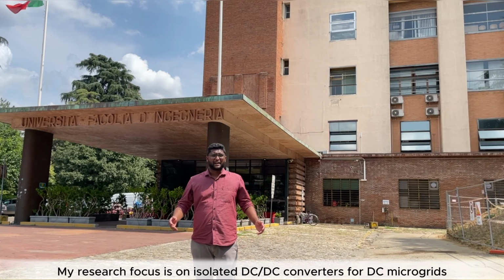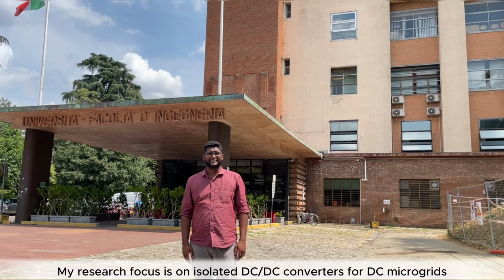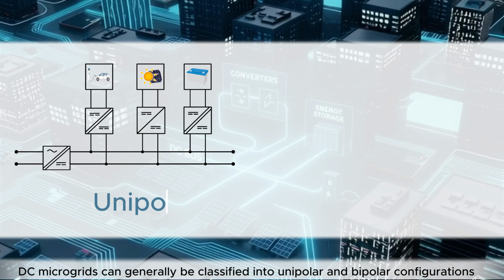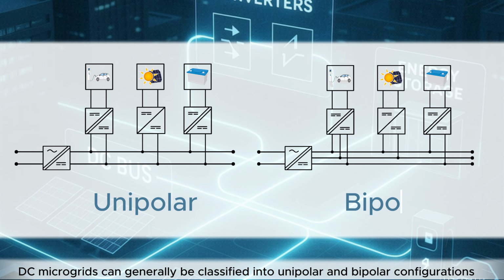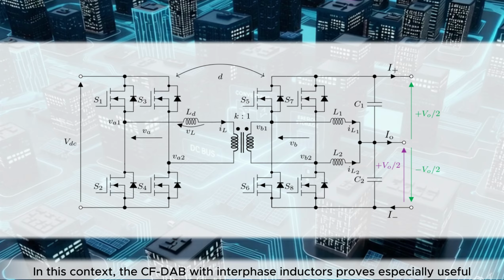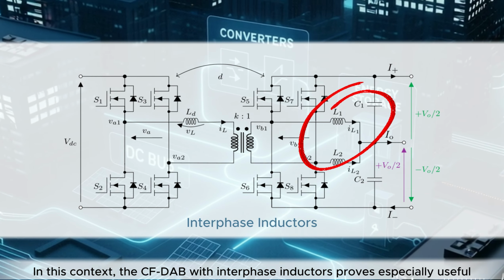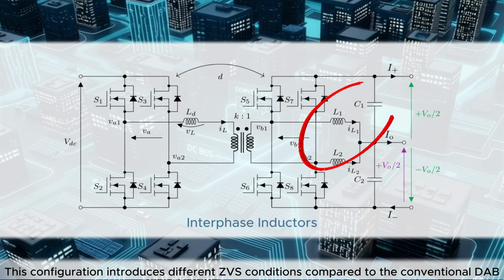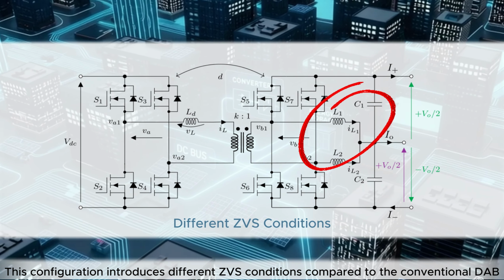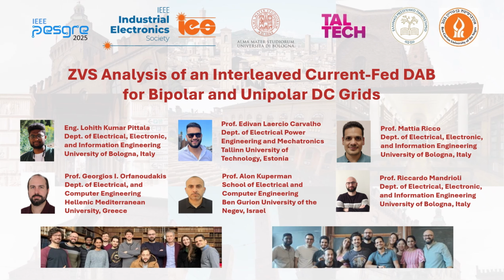My research focus is on isolated DC-DC converters for DC microgrids. DC microgrids can generally be classified into unipolar and bipolar configurations. In this context, the current-fed DAB with interface inductors proves especially useful. This configuration introduces different ZVS conditions compared to the conventional DAB. Therefore, we provide a ZVS analysis of an interleaved current-fed DAB for bipolar and unipolar DC grids.